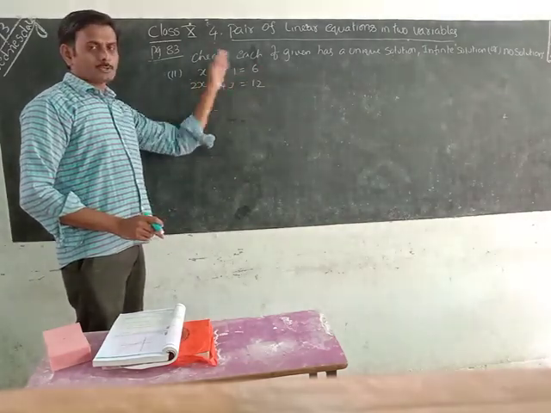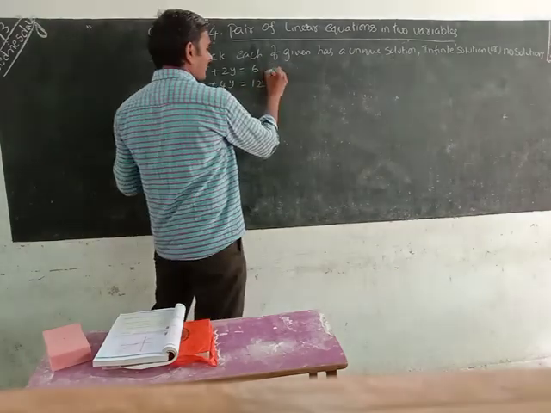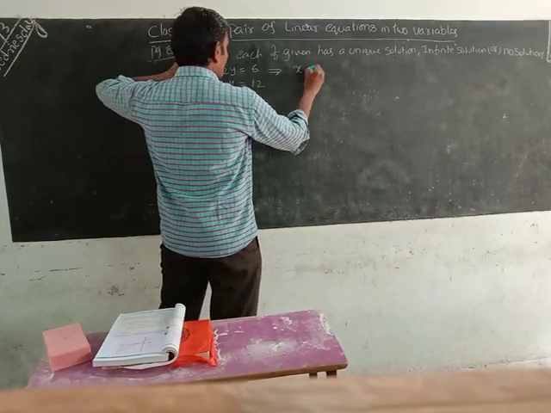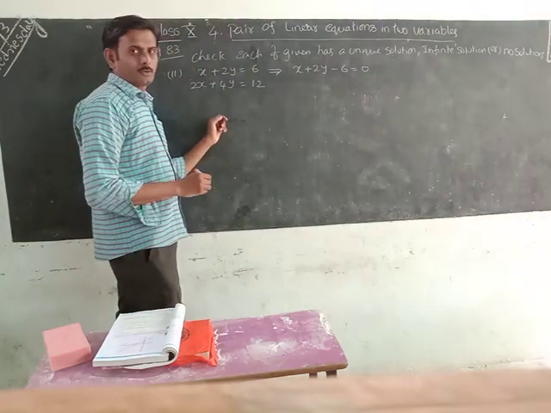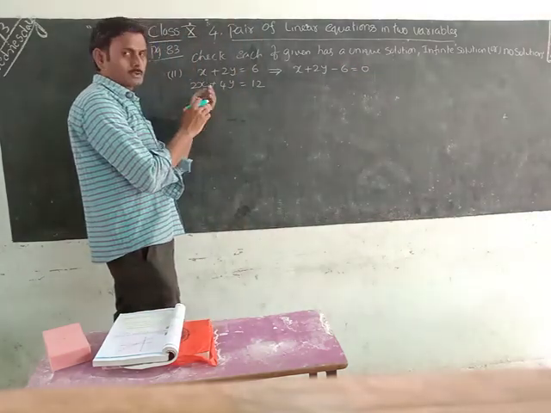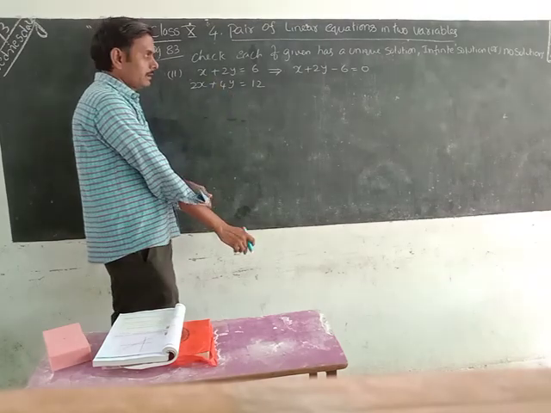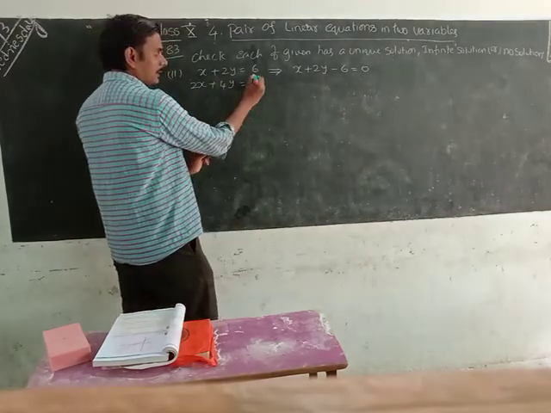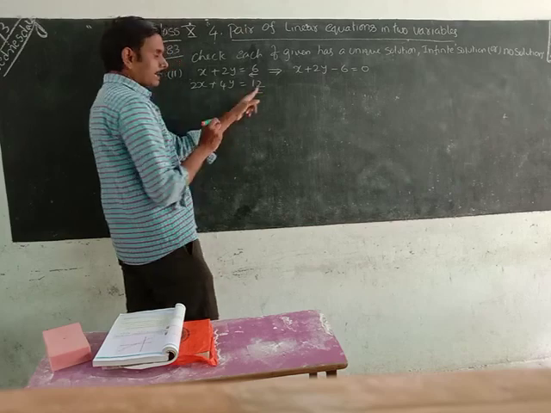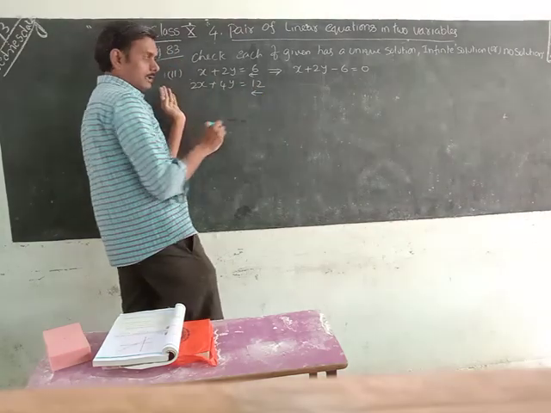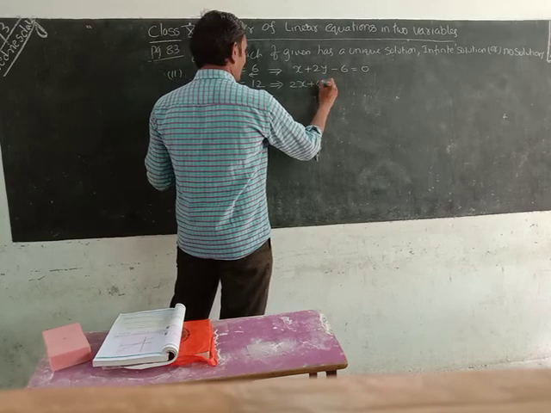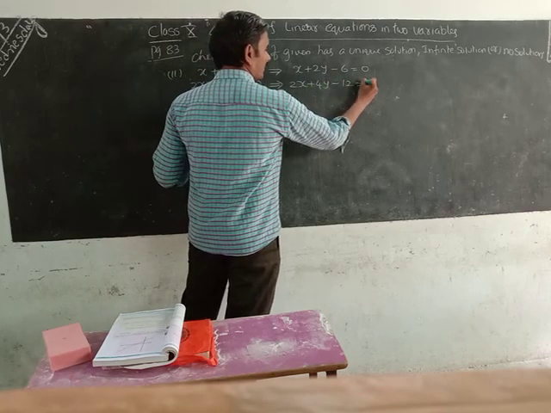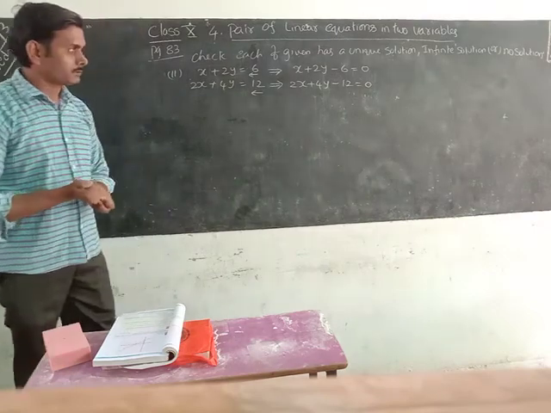Take constants towards the RHS. Take constant towards RHS: x plus 2y minus 6 equal to 0. Okay, previously I did it, so I am writing it here. Similarly, take 12 towards the LHS. RHS side 12, take towards the LHS. That means we can write 2x plus 4y minus 12 equal to 0.